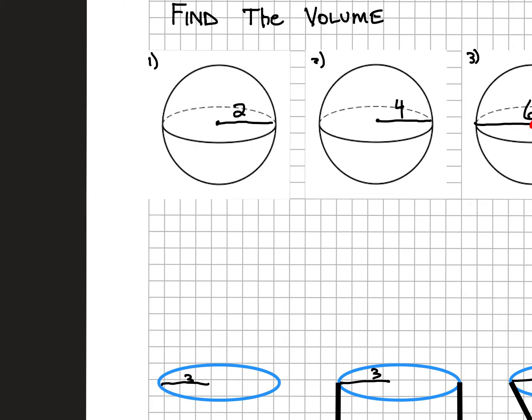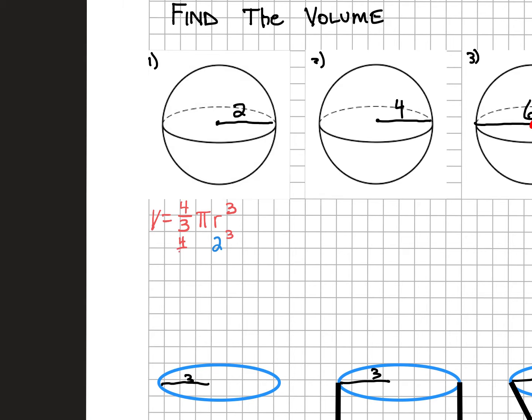Okay, so these ones, finding the volume of a sphere. We've got volume equals 4/3 pi, and we take the radius and we cube it. So the 4/3 and the pi will always be there, and the only thing that will change is whatever the radius is. So this one, the radius is 2, so we'll cube that.